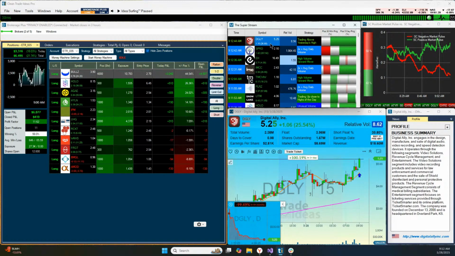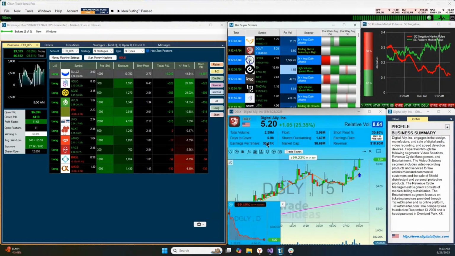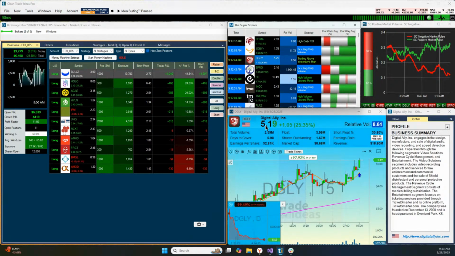DGLY is another one of these ones, you guys. You've got to keep an eye on this one. Look at what's going on here. This is a huge split, 100 to 1. So basically, it's trading, I believe, at 5 cents. If I'm doing my math correctly. Somebody may need to correct me on that.